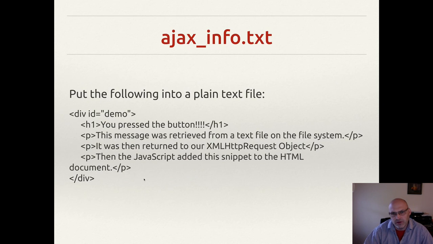The text that we're going to send in the ajaxinfo from the server looks like this. Notice it's a snippet. There's no declaration of the HTML here. There's no header or HTML tag. It is just a div. So this is what's referred to as a snippet.